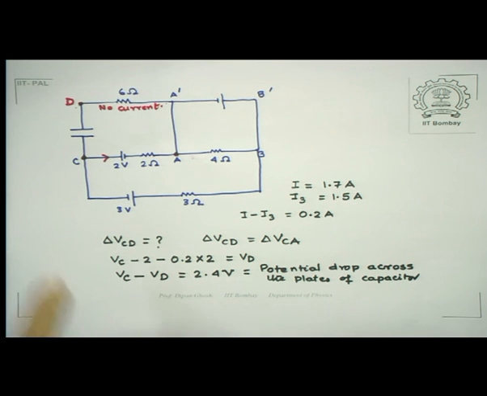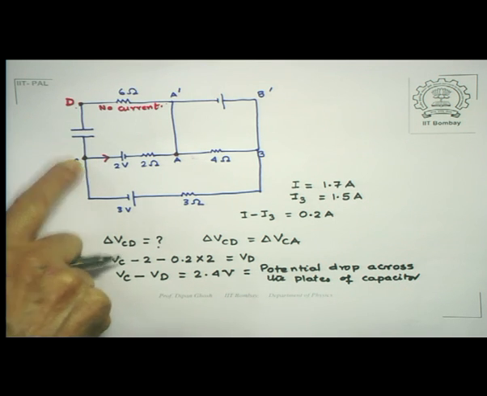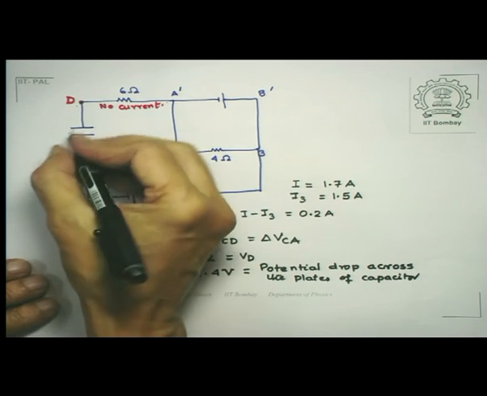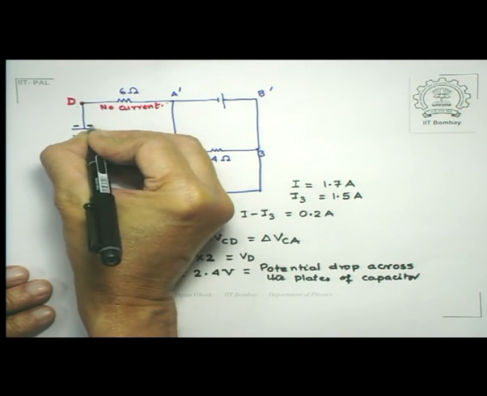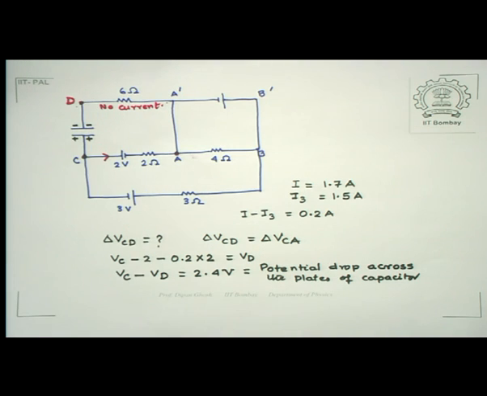And since VC is at a higher potential than VD, this side of the plate is positively charged and this side of the plate is negatively charged. In many problems, blind application of Kirchhoff's law is very time consuming and becomes clumsy. However, often symmetry of a problem helps us in reducing the difficulties associated with application of Kirchhoff's law.